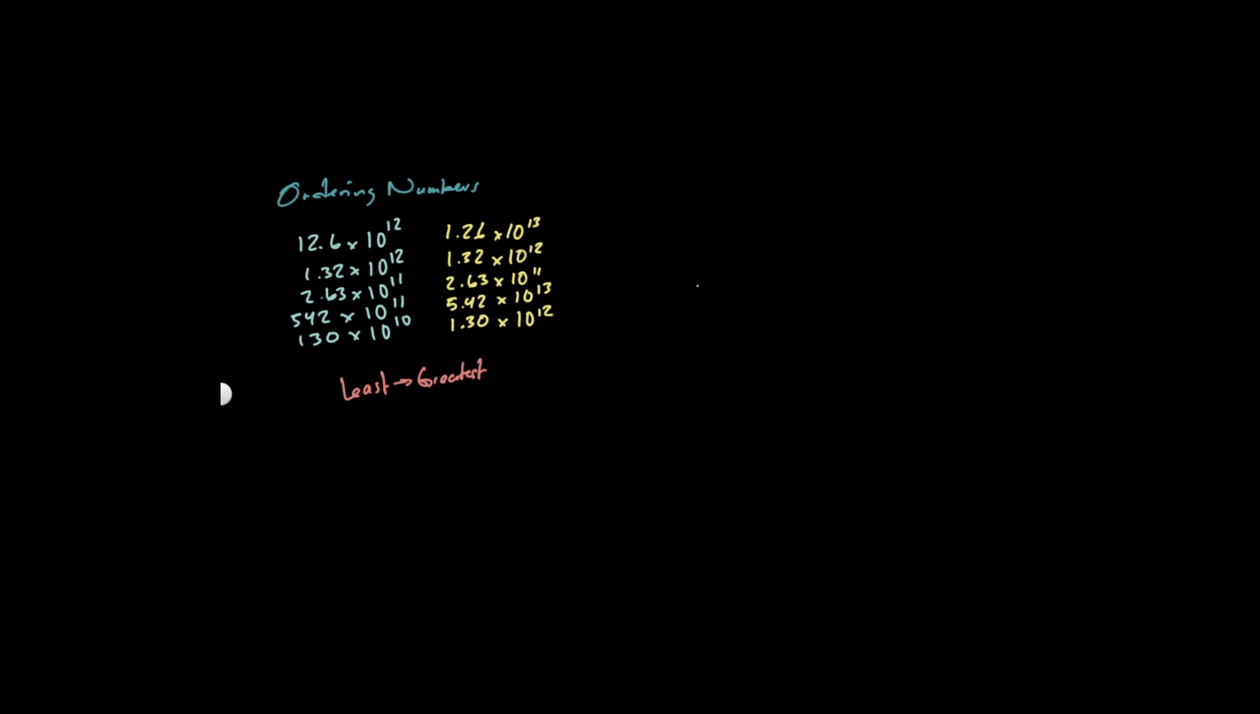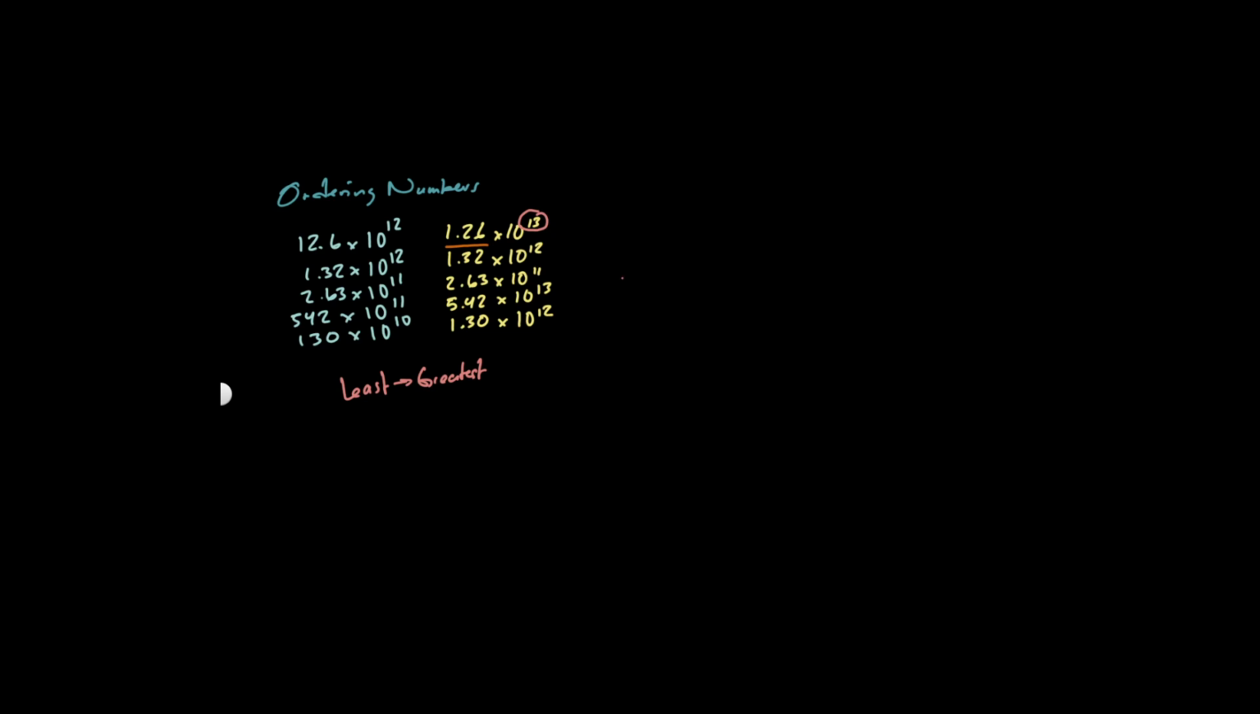Okay, so to put these in order from least to greatest, you're going to want to pay attention to two things. The first thing is the power of the numbers. After you look at the power, you're going to want to look at the actual numbers. If the powers are the same, that's when you start comparing the number itself. If the powers are different, then you can start putting them in order right away.